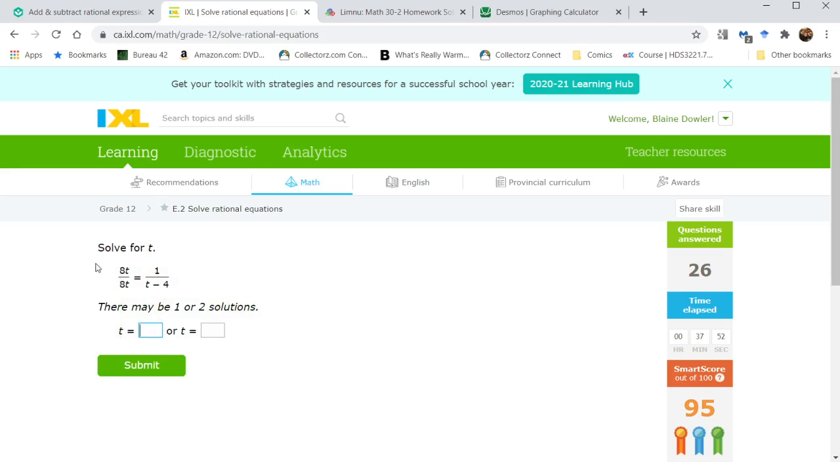Here, the left-hand side clearly simplifies to 1. So therefore, this denominator must also be 1. So our t is 5.